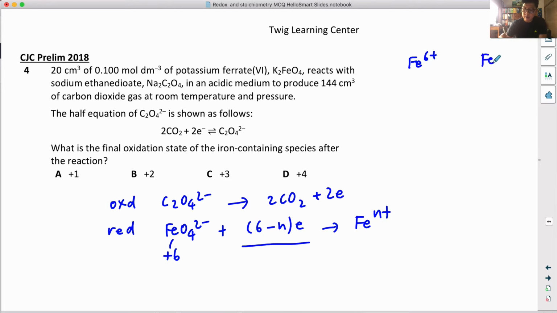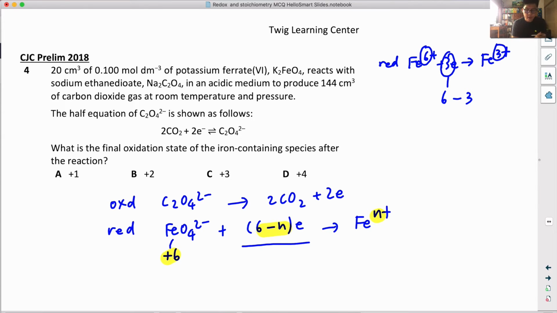How do you get Fe3 plus? You must take in 3 electrons. This is all about reduction, isn't it? So how do you get 3? You take 6 minus 3. You do the same for this: plus 6, 6 minus N. So I got 6 minus N over here, just to give an idea how it's done.